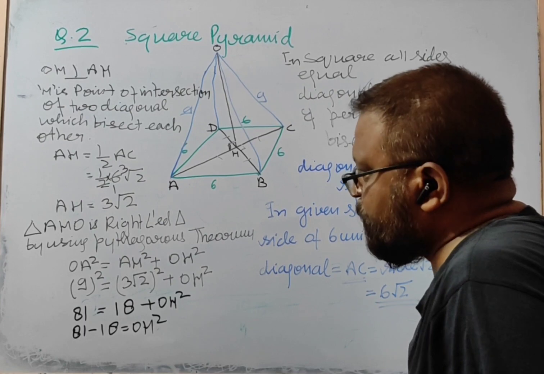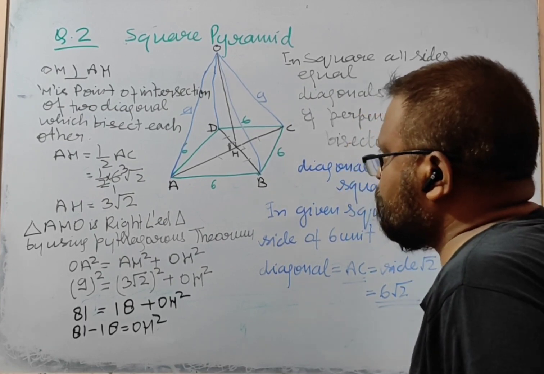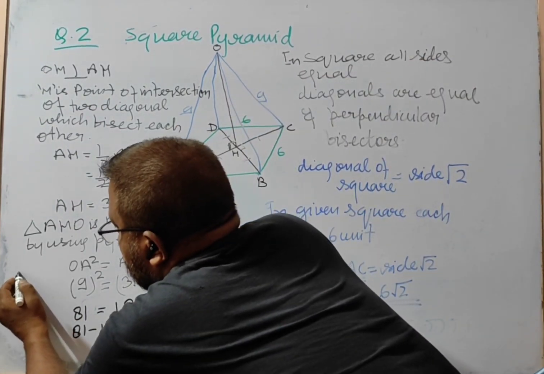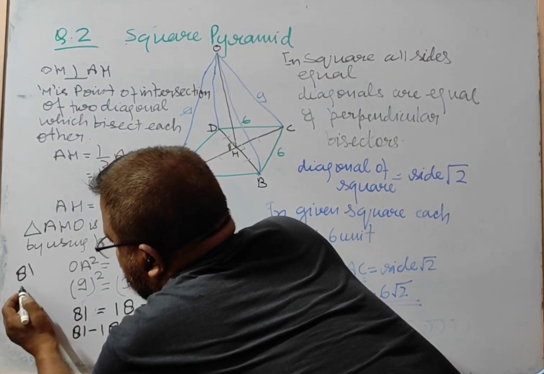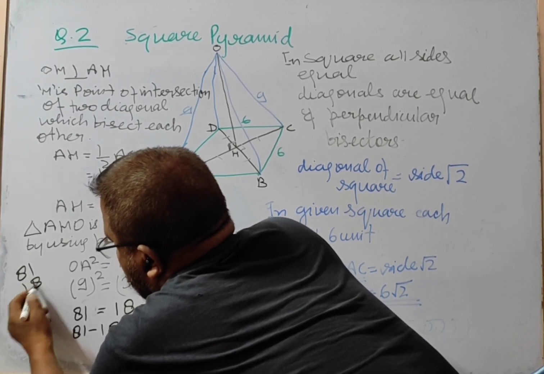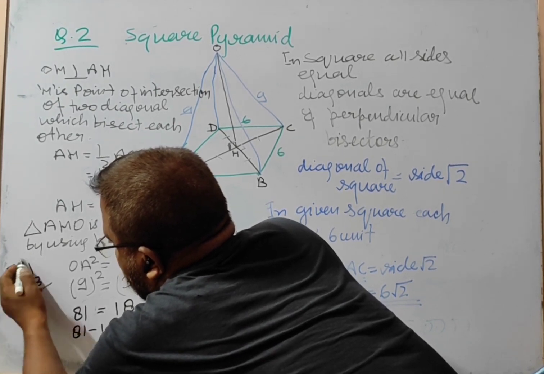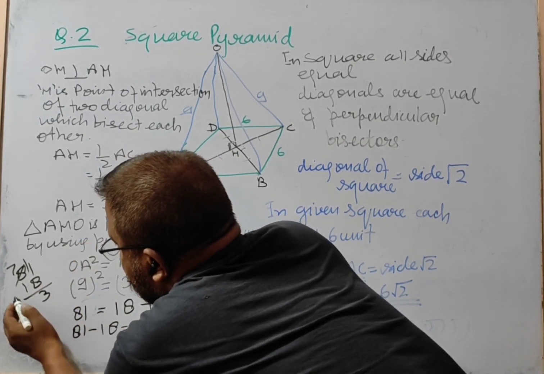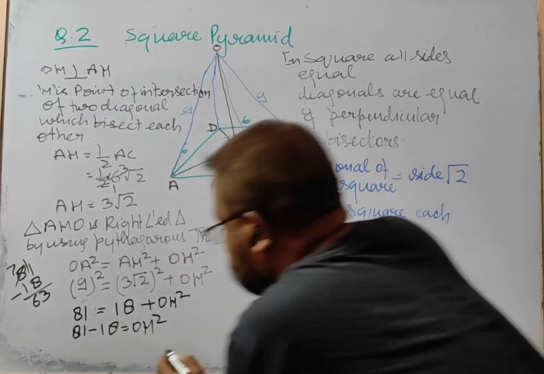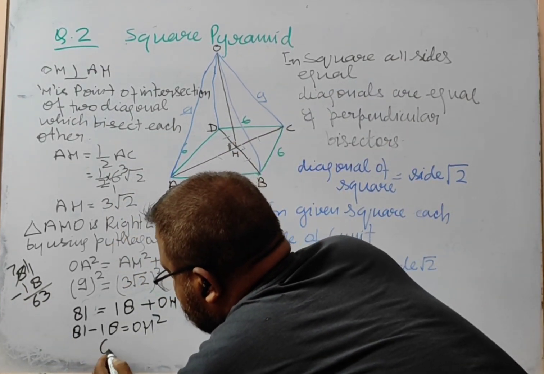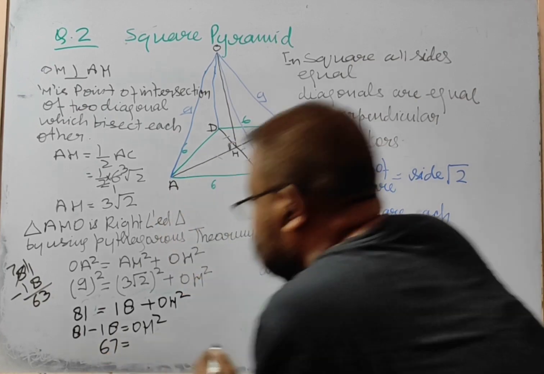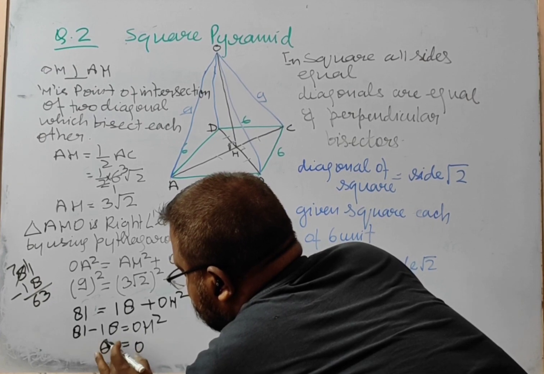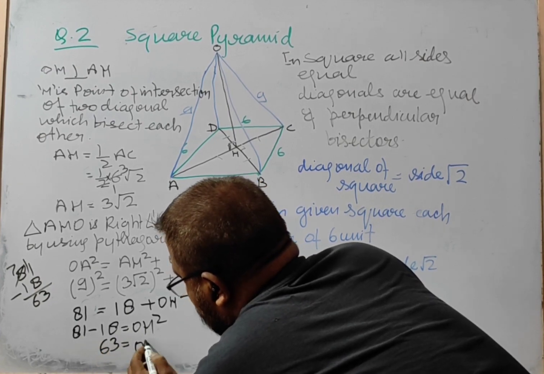So how much do we get? 81 minus 18. 11 minus 8 becomes 3, 7 minus 1 is 6, so we get 63 is equal to OH square. Oh, sorry, it is 63, not 67. 63 is OH square, right?